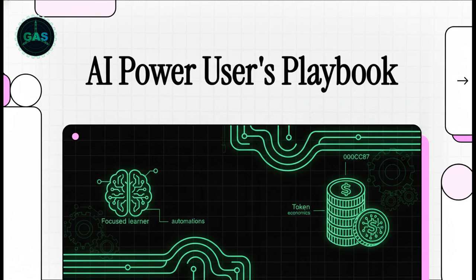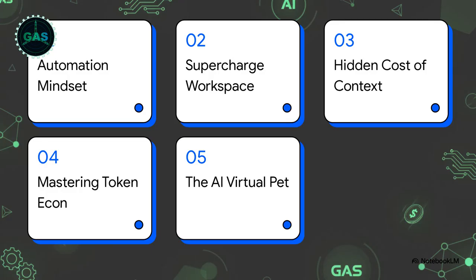Welcome to this explainer. Today, we're taking a really deep dive into the playbook of an AI power user. We're going to look at exactly how to build these high-impact automations that just run completely in the background. And honestly, just as importantly, how to master the invisible game of token economics so you don't completely blow your budget while doing it. So here's our playbook for today.